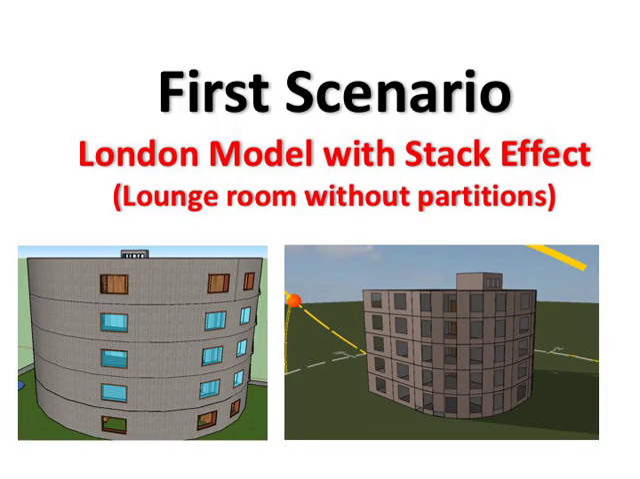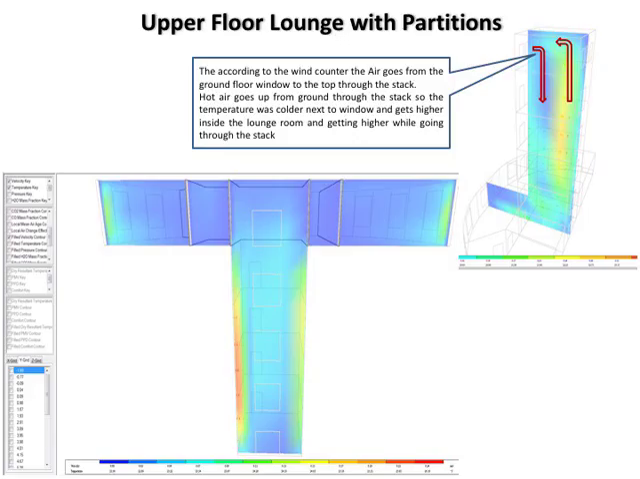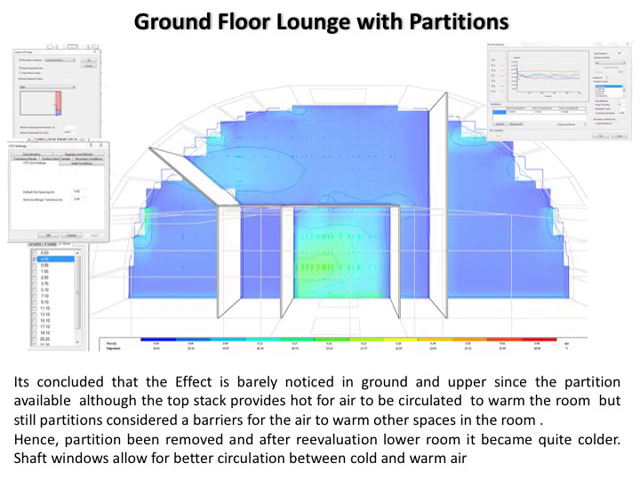The following scenario is conducted with a stack effect. The left area is considered to be a shaft, and at the top of the shaft at the roof there were windows to allow warmer air to go inside the shaft, distributed within the upper room. Hence it was analyzed twice, once with the partitions and the other without partitions in the lounge room.